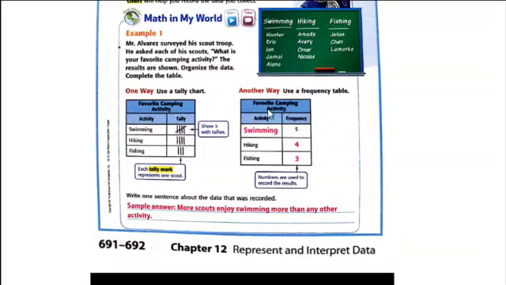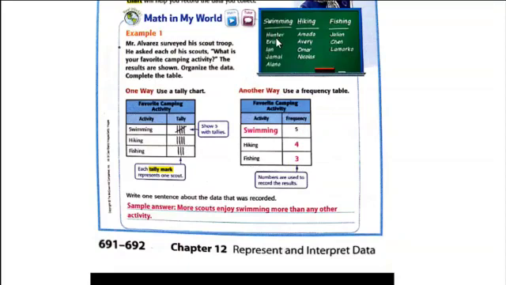Favorite camping activity. This chart is divided into two columns. The first column is called activity: swimming, hiking, fishing. This represents a frequency table. Okay, so let's make a survey about swimming.